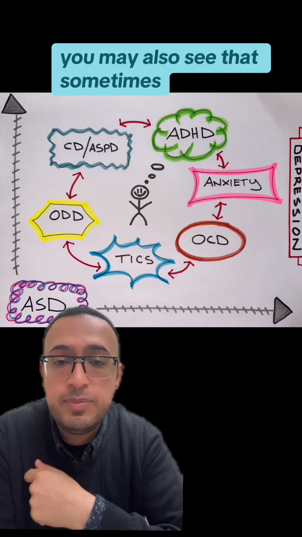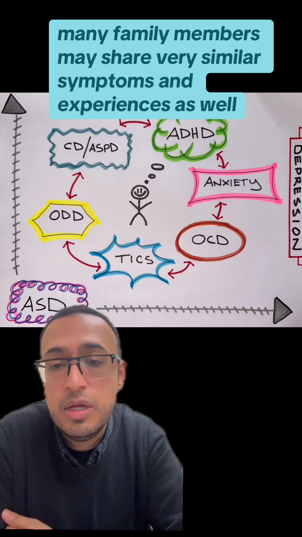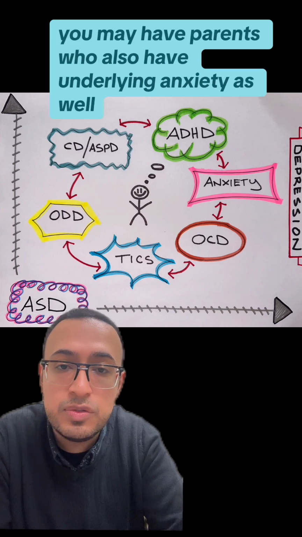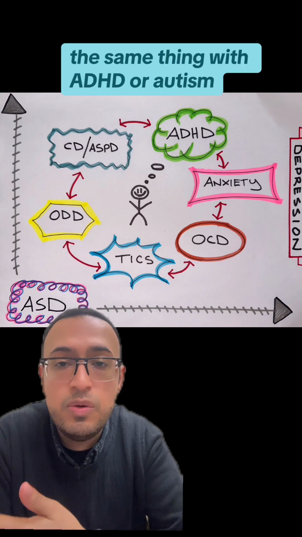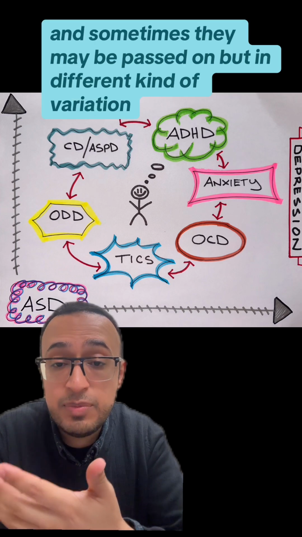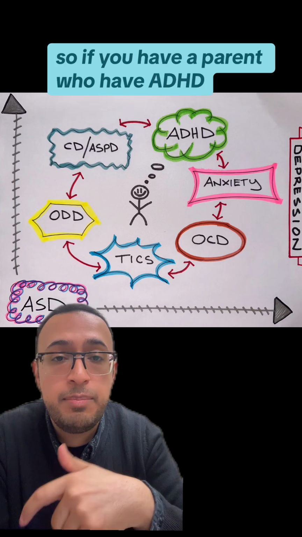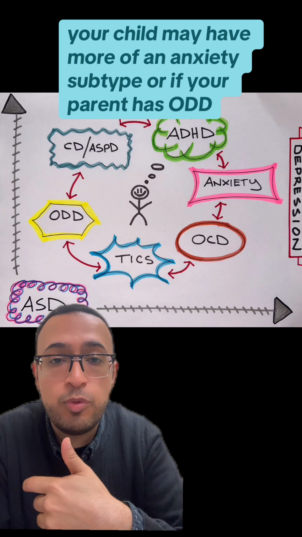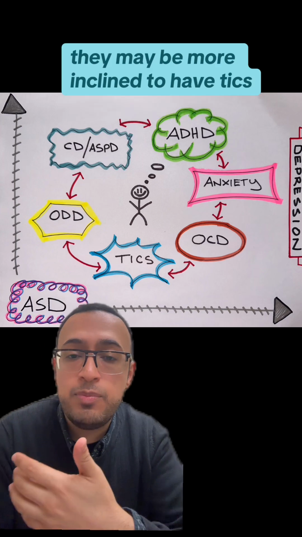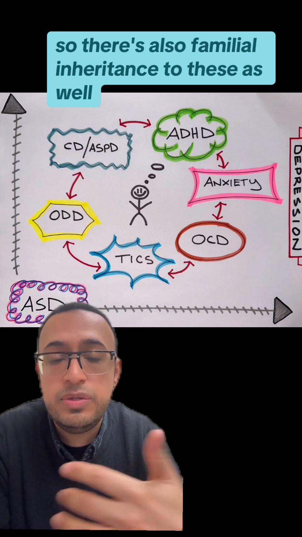You may also see that sometimes many family members share very similar symptoms and experiences. So if you have a child who is anxious, you may have parents who also have underlying anxiety. The same thing with ADHD or autism. Sometimes these things run in the family, and sometimes they may be passed on in different variations. So if you have a parent who has ADHD, your child may have more of an anxiety subtype. Or if your parent has ODD, they may be more inclined to have tics. So there's also familial inheritance to these as well.